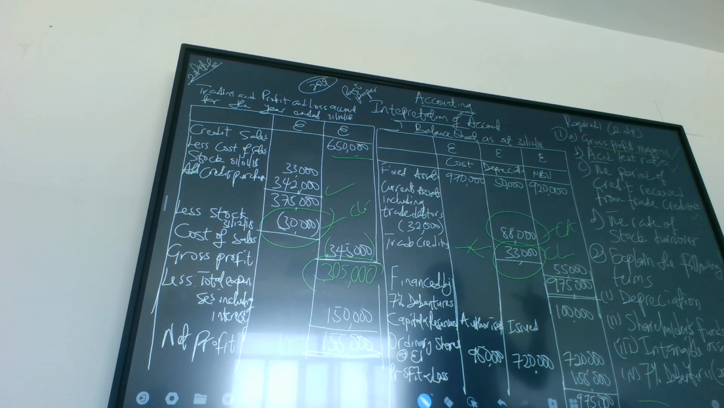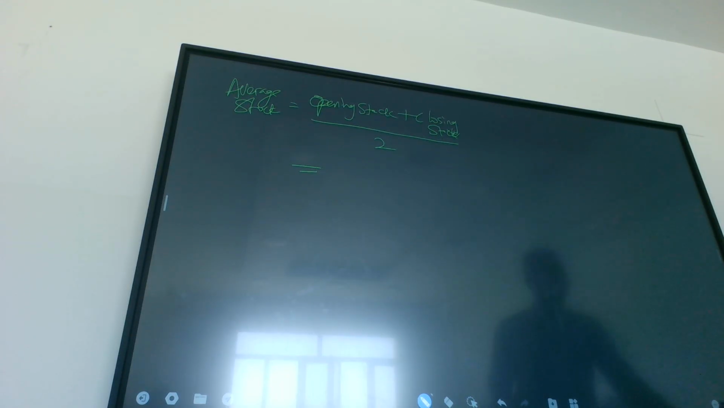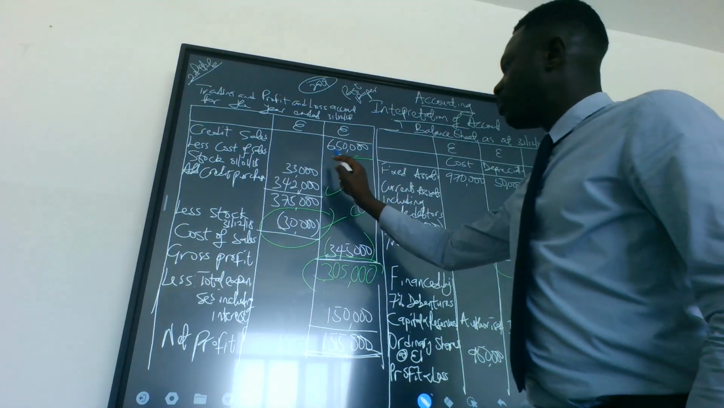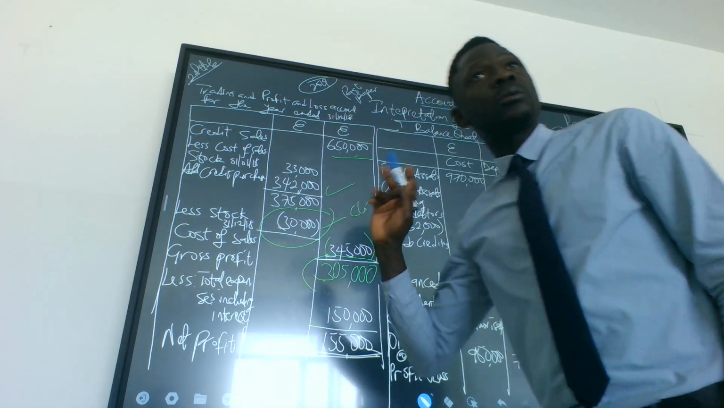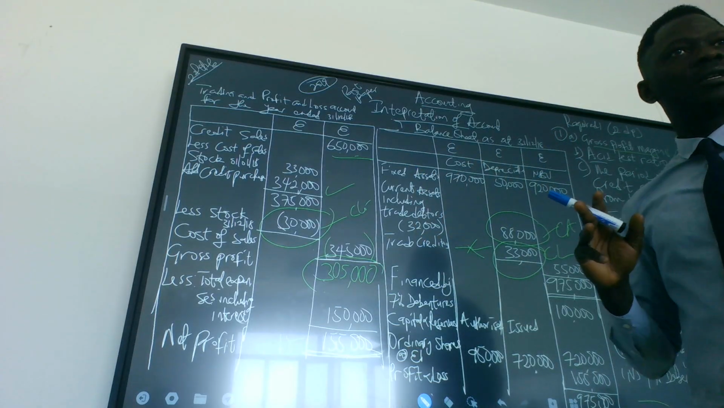I want to check something here. Cost of sales is 345,000. Average stock. Our average stock is opening stock plus closing stock divided by 2. Opening plus closing divided by 2. Average. Why do we divide it by 2?